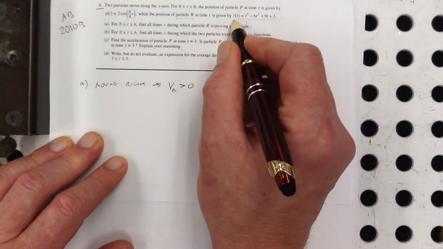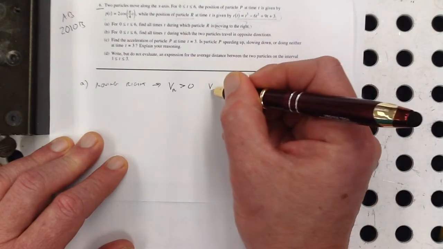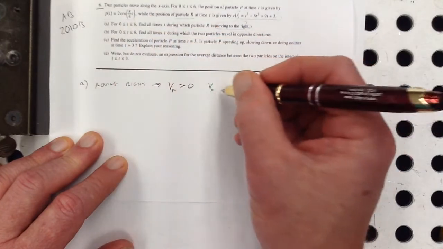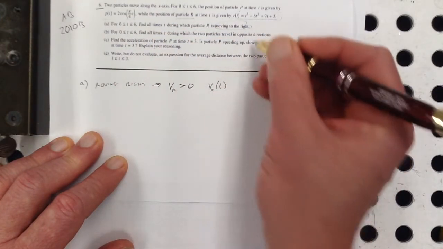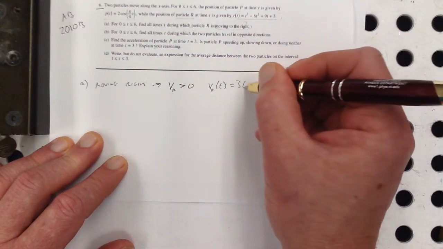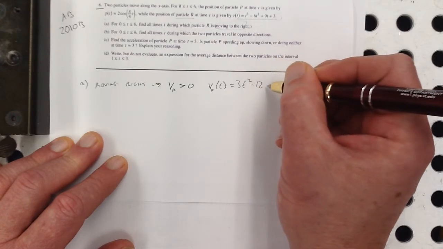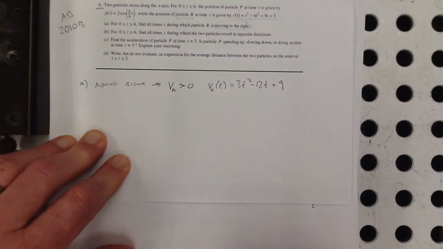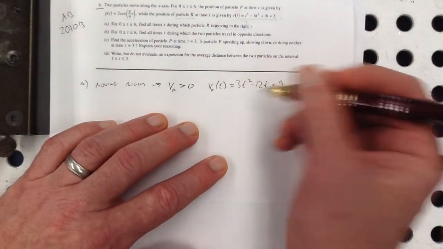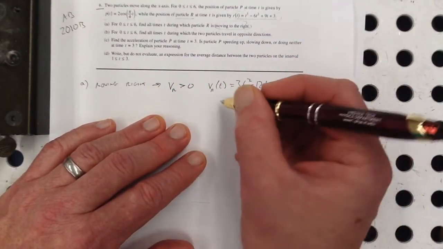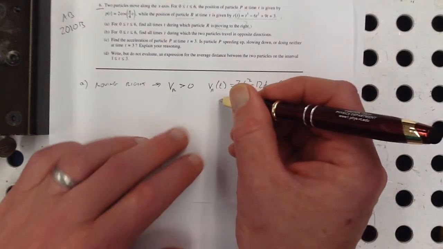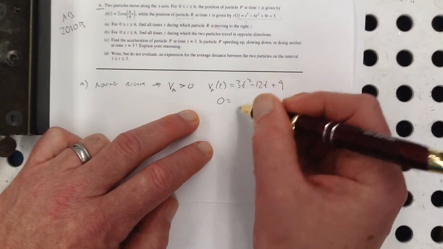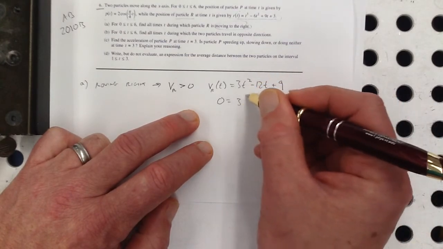Okay, so I'm going to call this V sub R, just so I don't get it confused with the other one. The derivative of this, 3t squared minus 12t plus 9. And to find where it's moving to the right, I need to know where it's positive, so I'm going to find the zeros and make a little sign chart. So it looks like I can factor a 3 out of that.